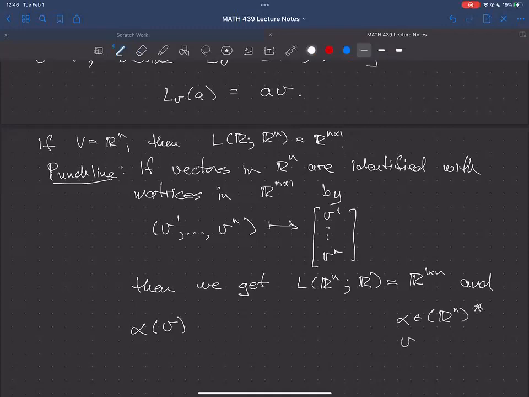And I take V as a vector in Rn, and so I write alpha of V. This is just the definition of what something in the dual does. It takes a vector and gives you a number, and what's that number going to be? It's simply going to be matrix multiplication of the row vector, the 1 by n matrix alpha.